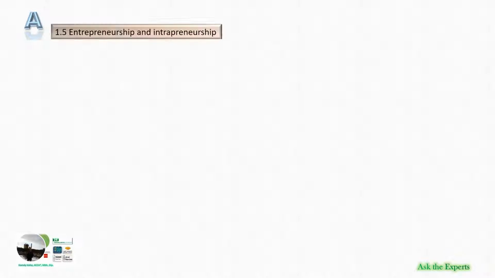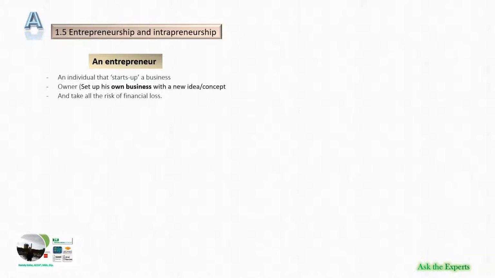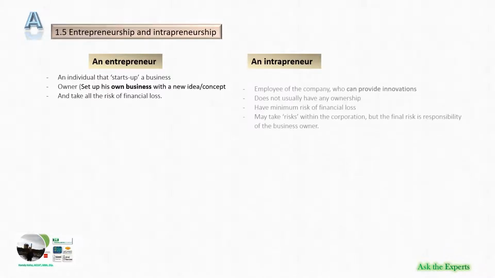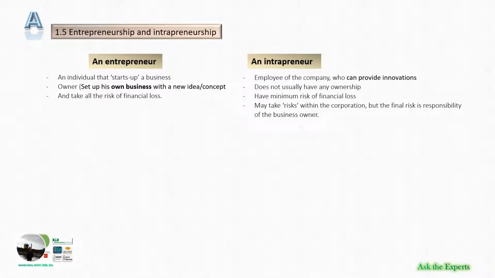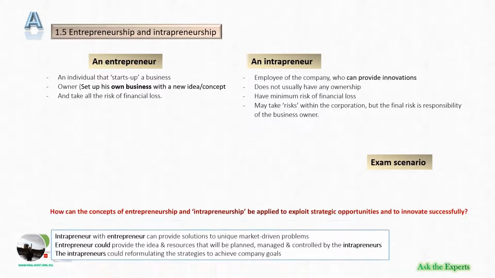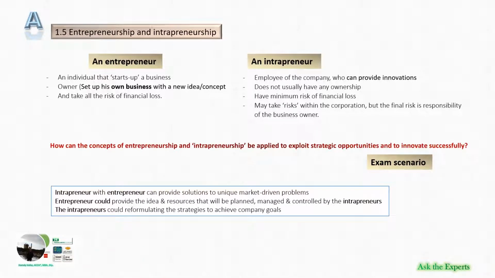Entrepreneurship and intrapreneurship. The entrepreneur is an individual that starts up a business, the owner. But an intrapreneur is an employee who can provide innovations, with minimum risks. In the exam scenario, you could be asked how to apply both concepts to exploit strategic opportunities, and also to innovate successfully. Take care about who is providing the idea and resources, and who would use it. Also plan, manage and control this idea and resources.